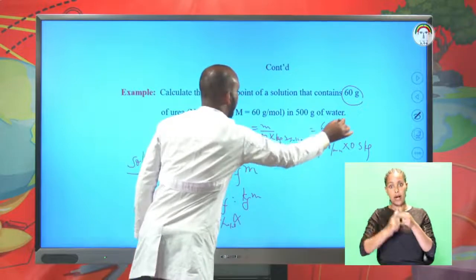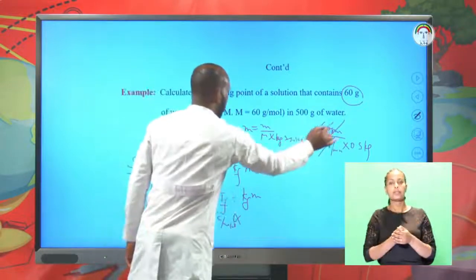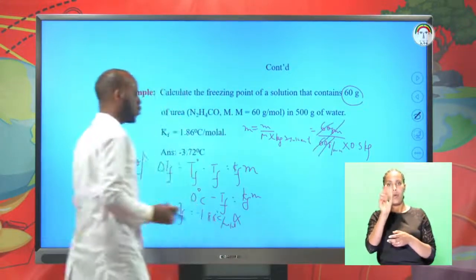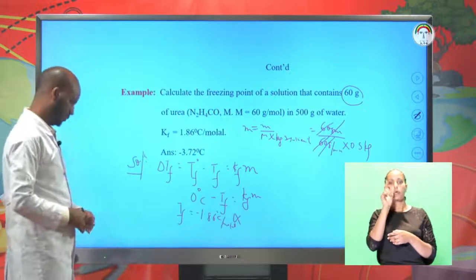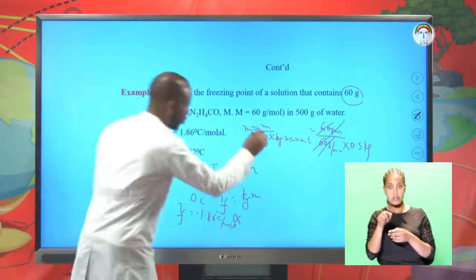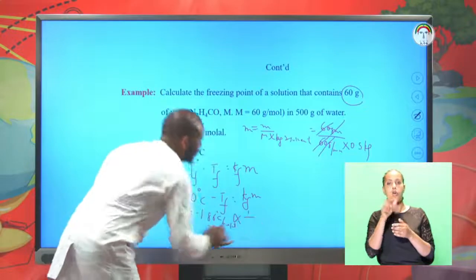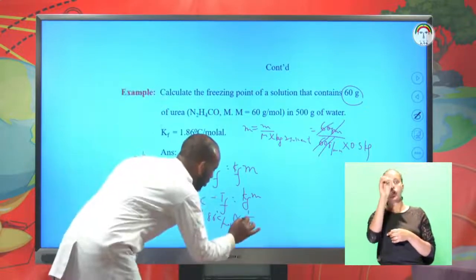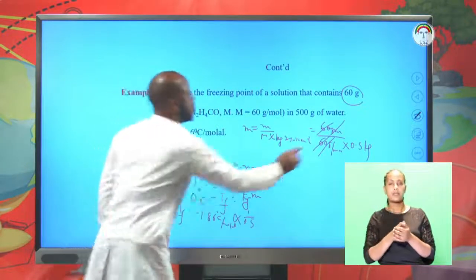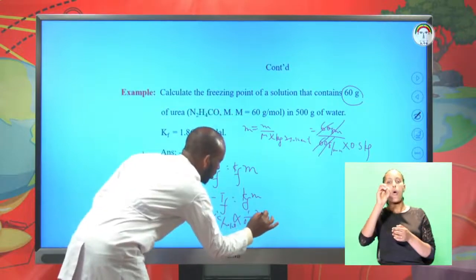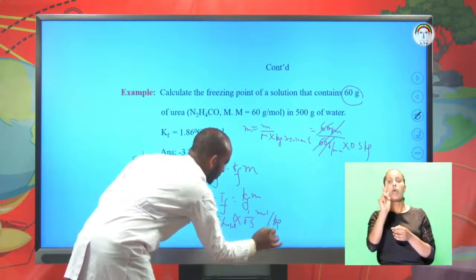Gram will be cancelled by gram. 60 by 60 is 1. This is 1 over 0.5. Therefore, this is 1 over 0.5 mole per kg, mole per kilogram.